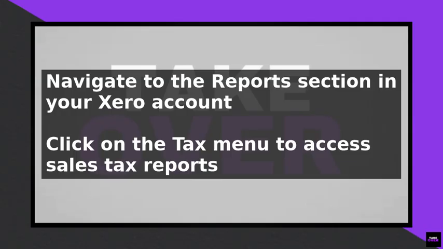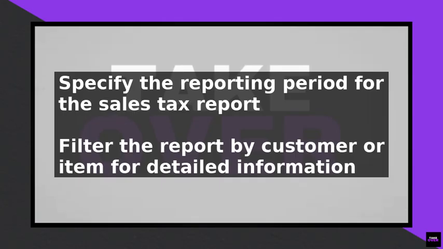You will see a range of options, including the ability to view sales tax by period, customer, or item. Choose the report that best suits your needs, and Xero will generate the report based on your selected criteria. To generate a sales tax report, you need to specify the reporting period, which can be a month, quarter, or year. You can also filter the report by customer or item to get more detailed information. Once you have selected your criteria, click the Update button to generate the report.